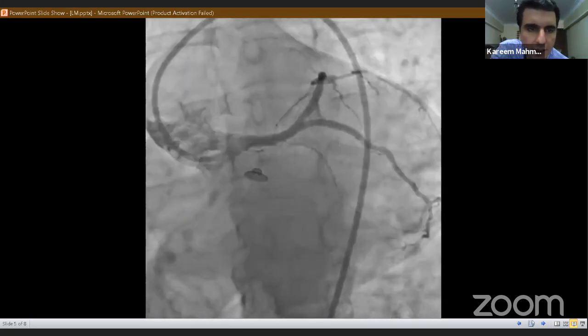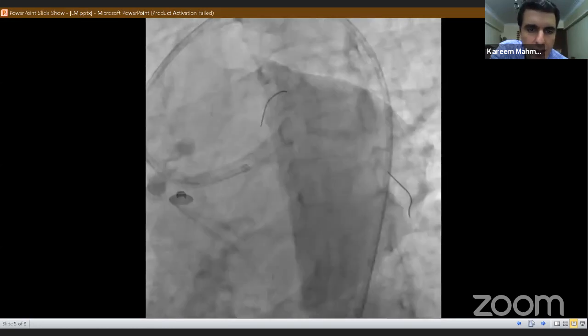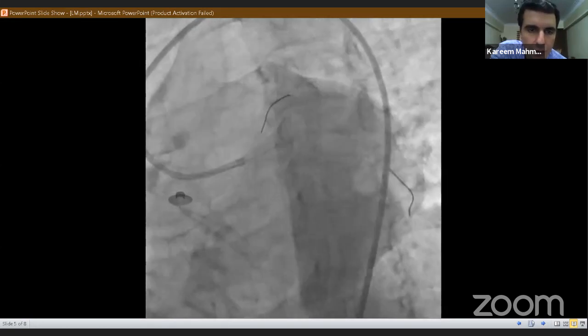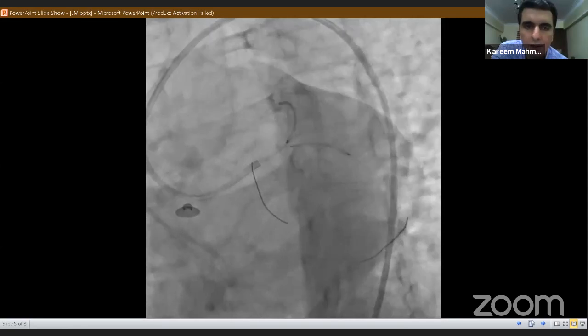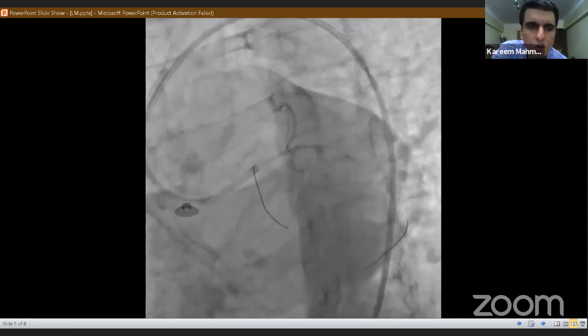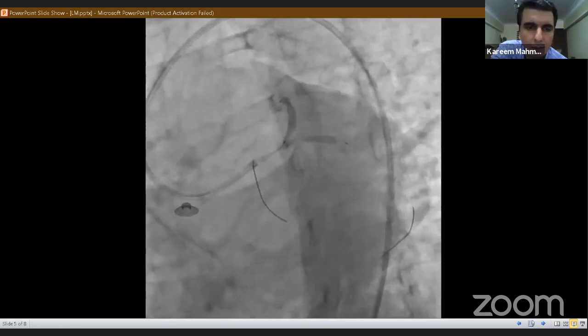So I'd like to ask Dr. Karim about the current role for using such techniques such as a V-stent or SKS stent in the current practice. So what do you think, Dr. Karim?